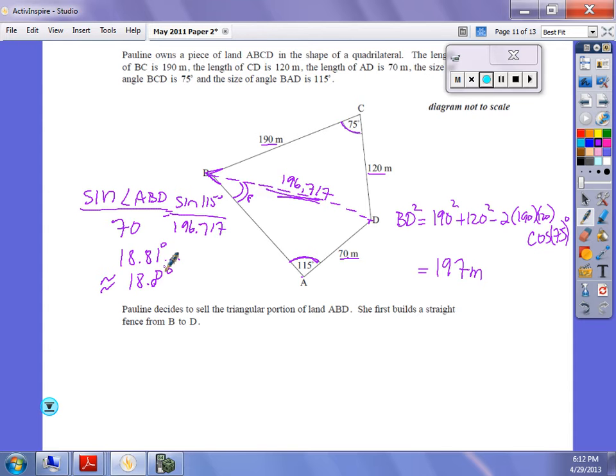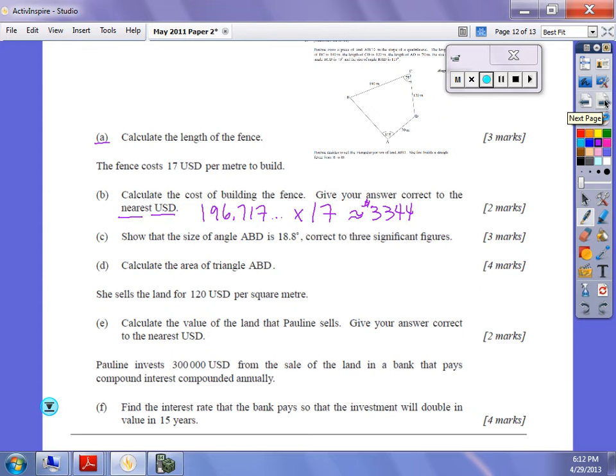Okay, cruising along here. Let's see, what do we have next? We did that on the other page. Calculate the area of triangle ABD. How did we kind of know that that was going to be something that we had to do?